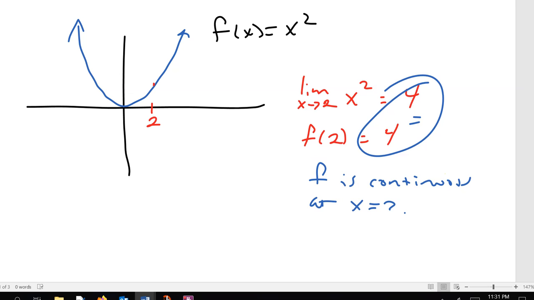Now, as a layman's type thing, a function that is continuous at all of its points is one where you can draw the graph without picking up your pencil. So sometimes it's easier to spot discontinuities, right? If I look at f of x equals x squared, I could trace this graph and I never have to pick up my pencil. I didn't have to pick up my pencil here when I hit x equals 2, so that tells me it was continuous at that spot.